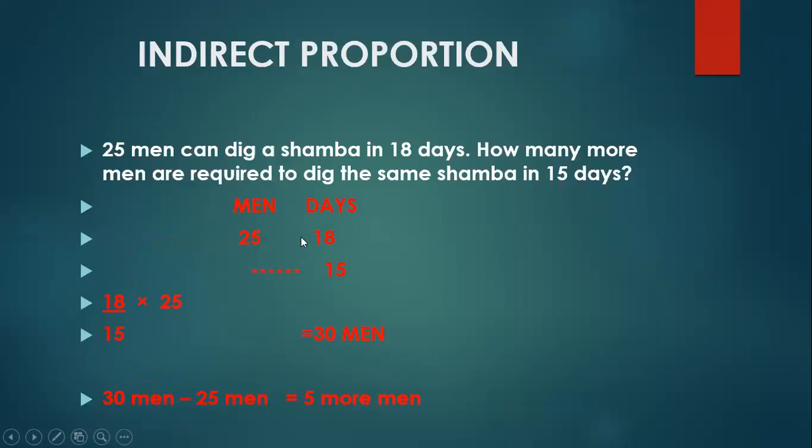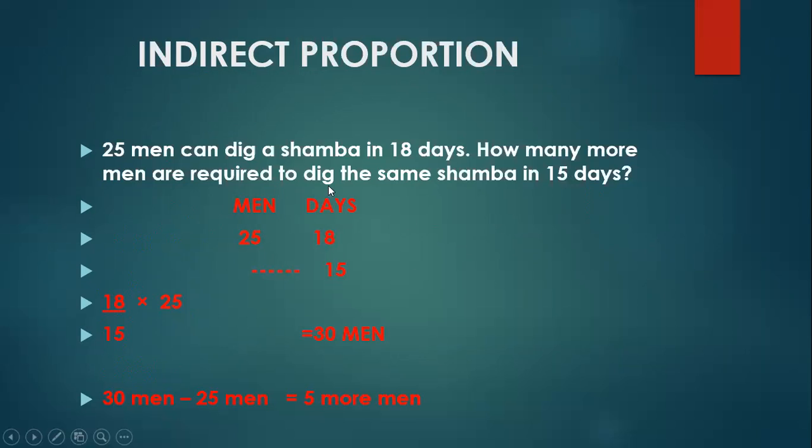So we have men and days. 25 men took 18 days. Then they're asking us, the work now is supposed to take 15 days. You will take your 15 down here. Then you ask yourself, how many men are required? So just place a dash here. Don't cross multiply. I repeat, don't cross multiply.